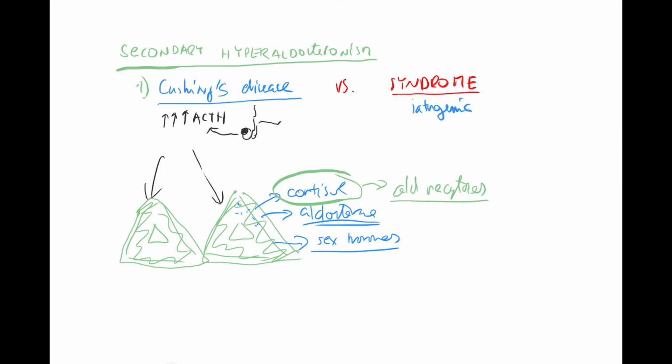Iatrogenic? Iatro means cure, that you're giving drugs as a doctor. It's made by doctors, okay? Iatrogenic means that you're giving cortisol to someone in such high doses that you're going to cause Cushing syndrome.